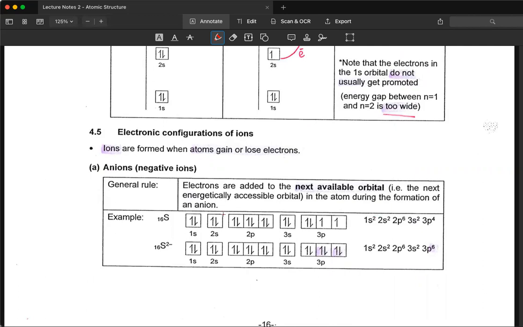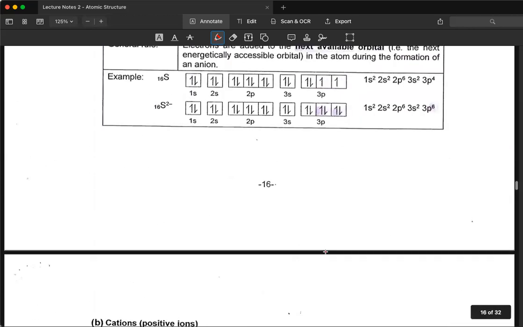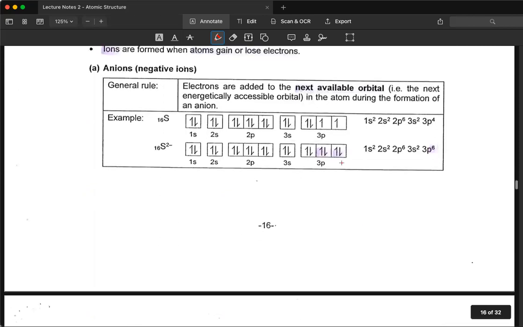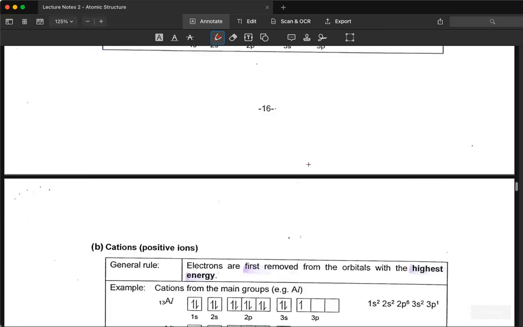So for sulfur, we have this electron-in-box diagram as shown. All right. 3s2 and 3p4. So when sulfur gains 2 electrons to become sulfide, it becomes 3p6. Okay. So it looks like a noble gas configuration. That's what we have learned earlier on in the O-level syllabus. When ions are formed from atoms, they form noble gas configuration.